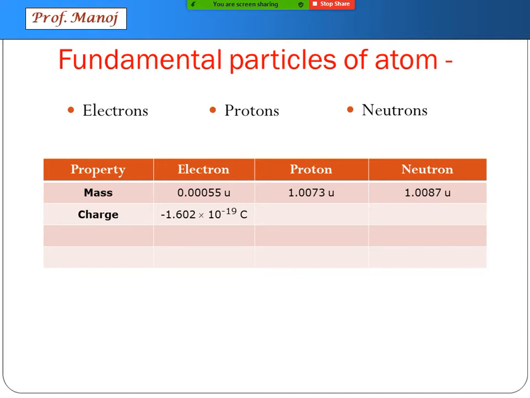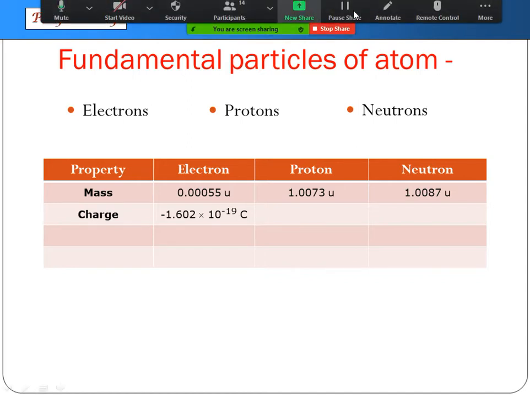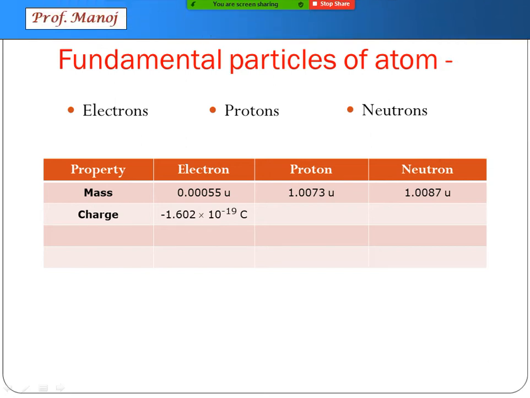The charge on the electron is 1.602 into 10 raised to minus 19 coulomb. This particular charge is considered as minus 1 unit charge. The proton also possesses the same amount of charge, but its sign is exactly opposite, so the charge is given as plus 1 unit. Neutrons do not possess any charge, so their charge is taken as 0.